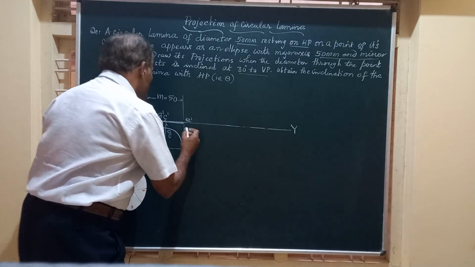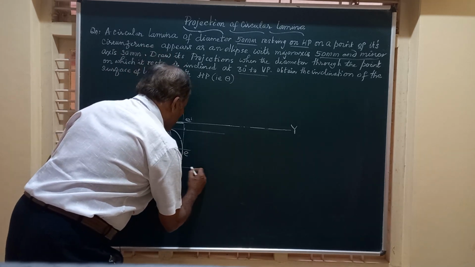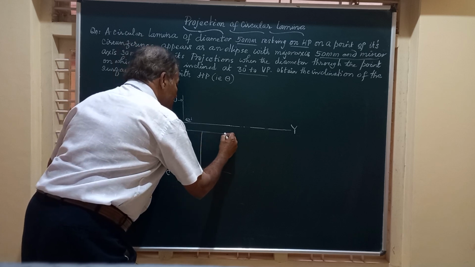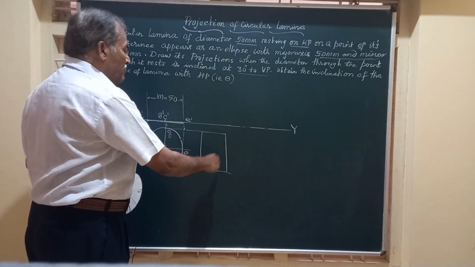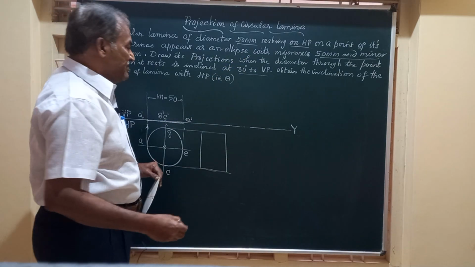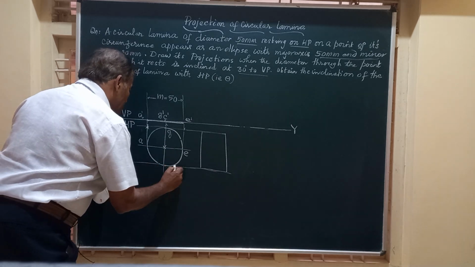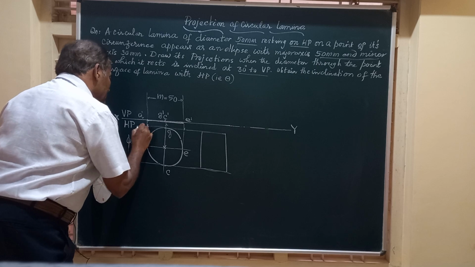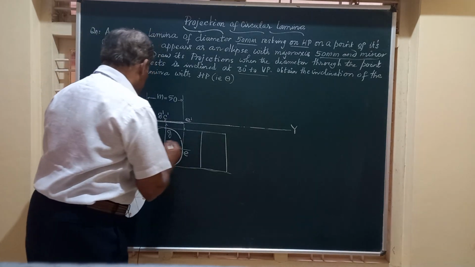So friends, what I do, adjacent to this figure, that is the top view of the figure, I am going to construct what is called a box in which I am going to accommodate the top view of the ellipse, that is 50 by 30. Friends, you remember this dimension 50, indicating the diameter of the circle, and this remains the same.